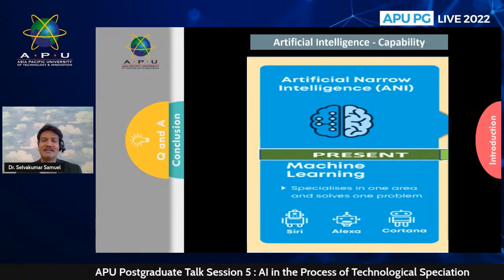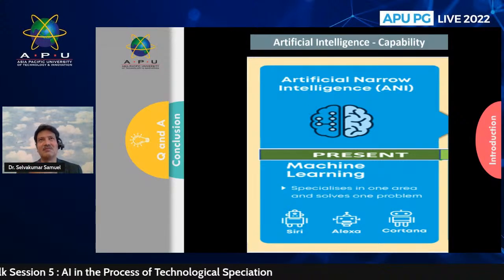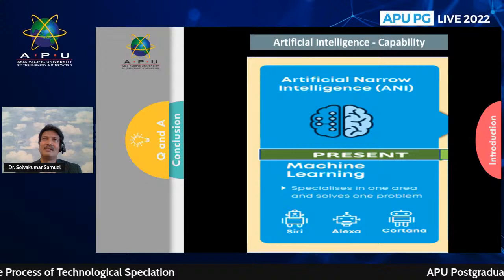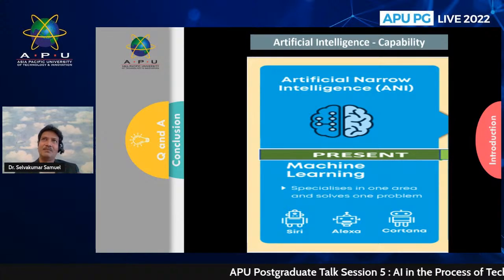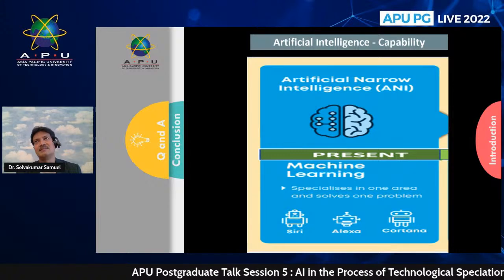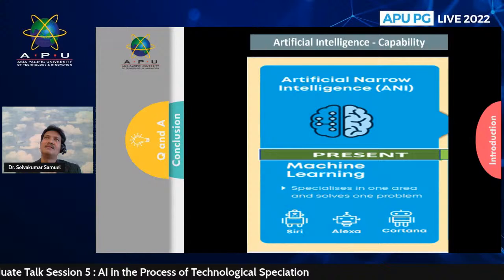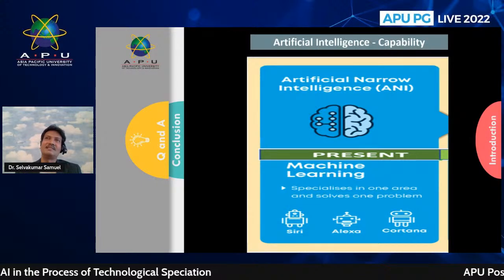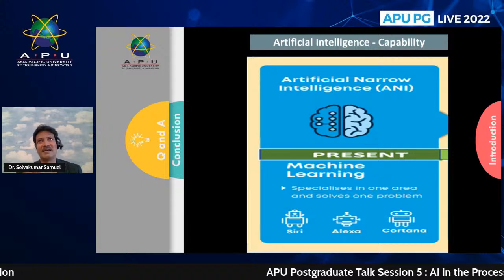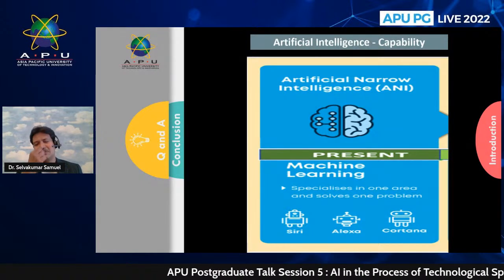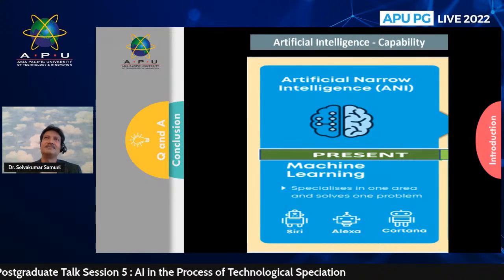Specializes us in one area, otherwise able to solve a problem, able to solve one problem. For example, IoT, what is its specialism? Able to gather data. Networking, able to share the data. Presentation technologies, able to present the data. Data access, data analytics, able to analyze the data. So each technology is able to do one thing, specializes in one thing.